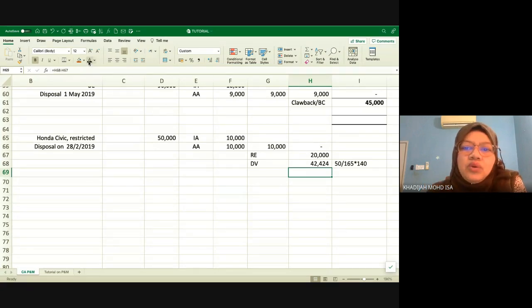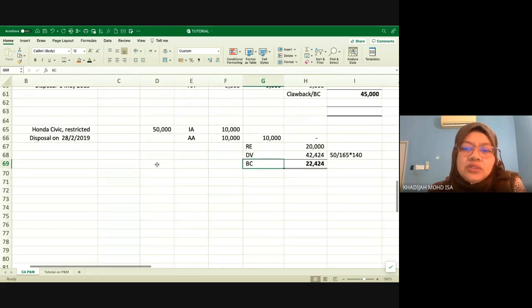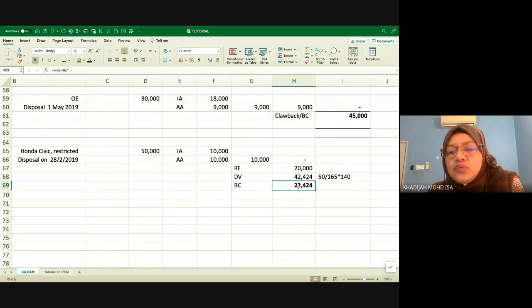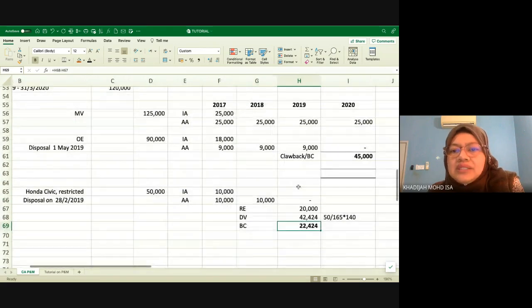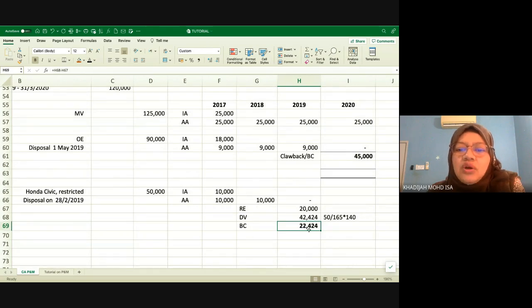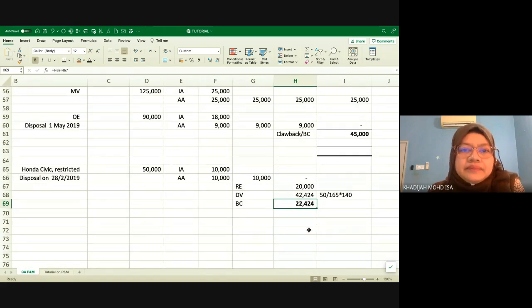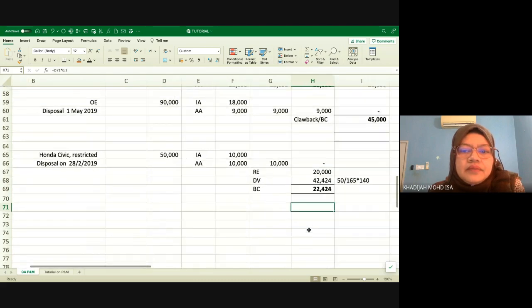So because of that, you only have a balancing charge of 22,424. Right, a balancing charge of 22,424. So what happened is that when you have this 22,424 in the year of disposal, which is the year 2019, you are going to have a balancing charge of 22,424. Okay, all right. Any question on this? So far so good?